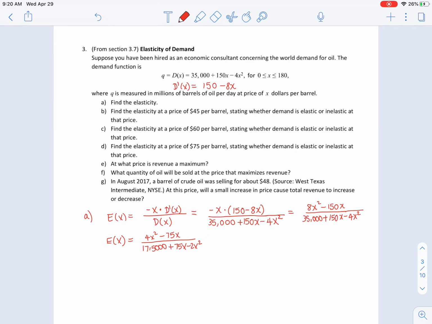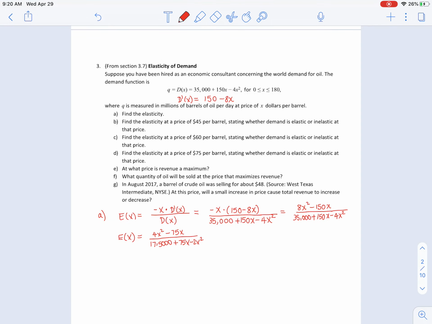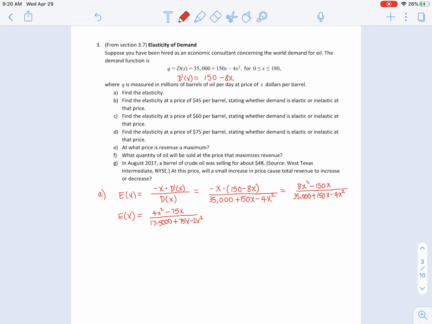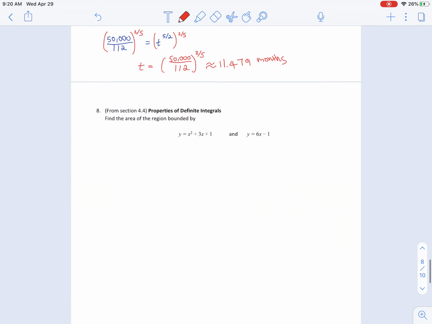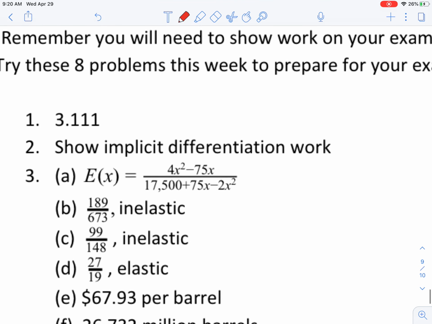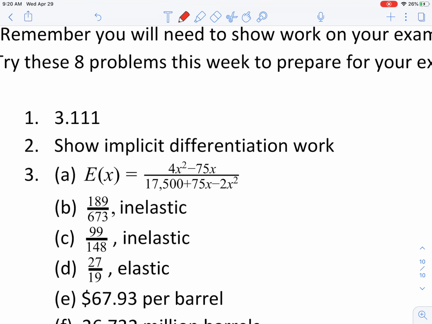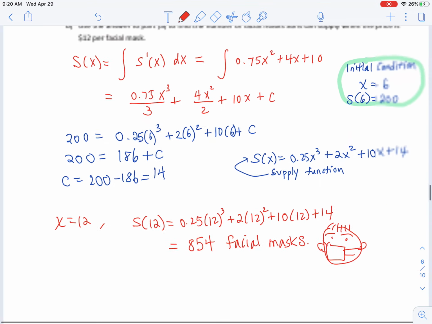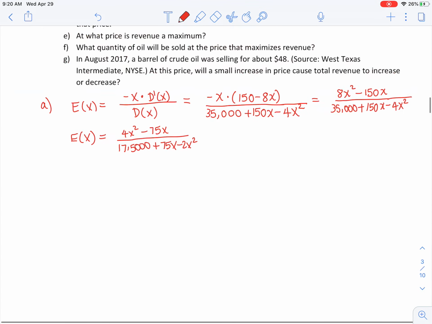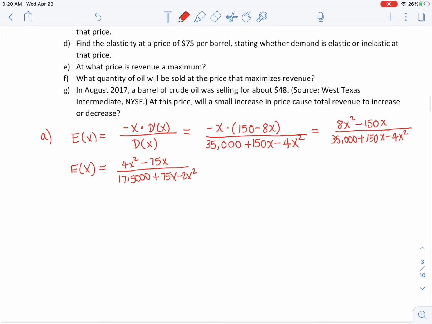Now, I typed these answer keys in at like midnight one day, and a couple of mistakes were found and they've been fixed. So I'm going to double check if this is matching the answer key that I provided. Let's see. Oh, it's down here. So the elasticity function in the answer key is 4x squared minus 75x over 17,500 plus 75x minus 2x squared. And it looks like it, right? So that's how you find part A, that's how you find the elasticity function.